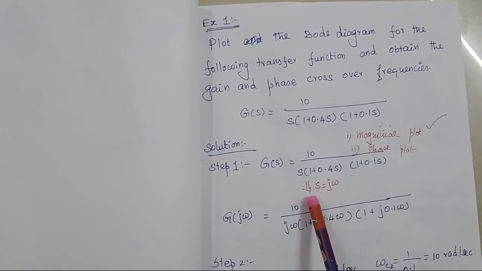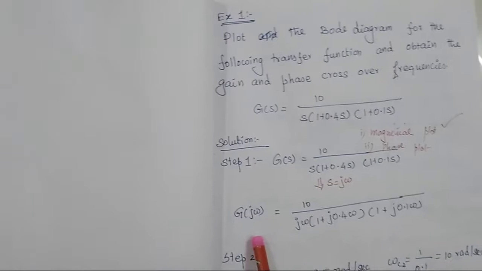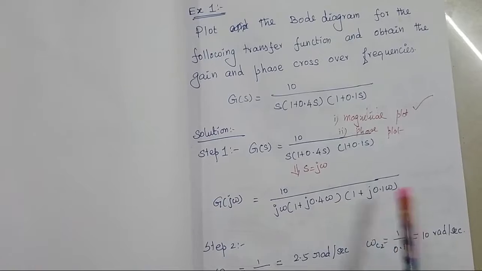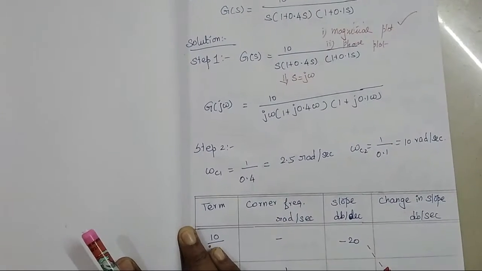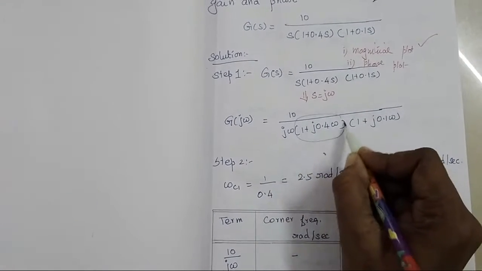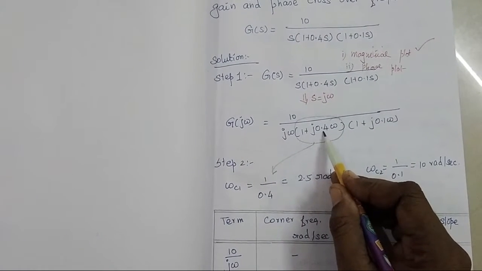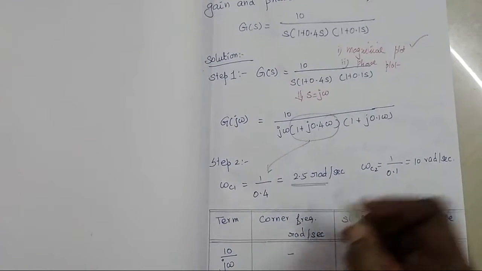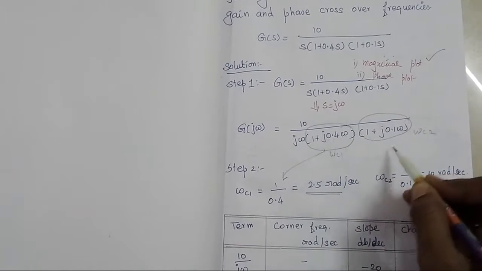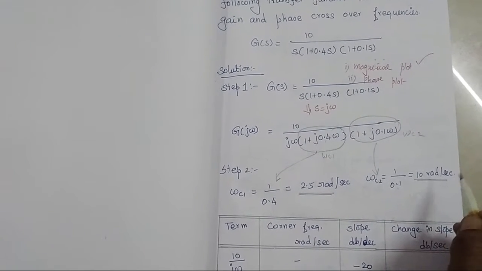So, in step 1, substitute S equal to j omega in the given transfer function. The given transfer function is written in Bode form by substituting S equal to j omega. Then find corner frequencies. Real part divided by imaginary part: 1 divided by 0.4 gives you 2.5 radian per second, here corner frequency 1. Then 1 by 0.1 equals 10 radian per second, corner frequency 2.